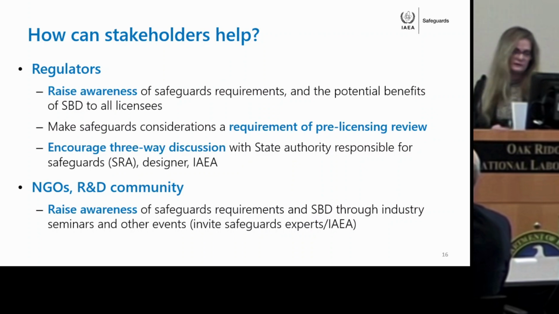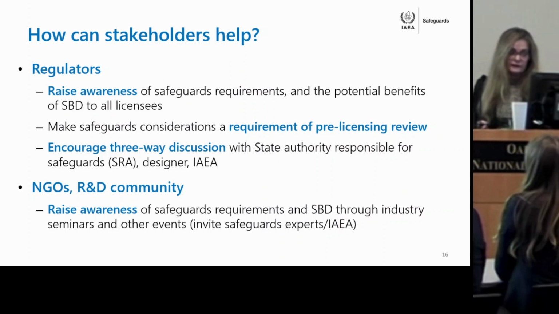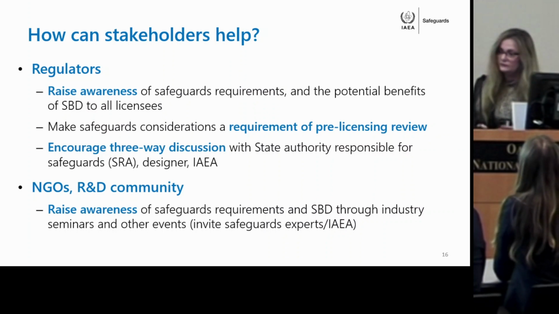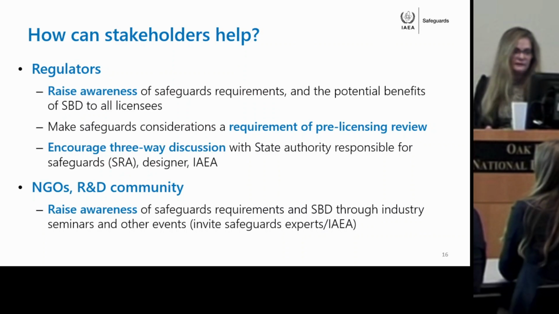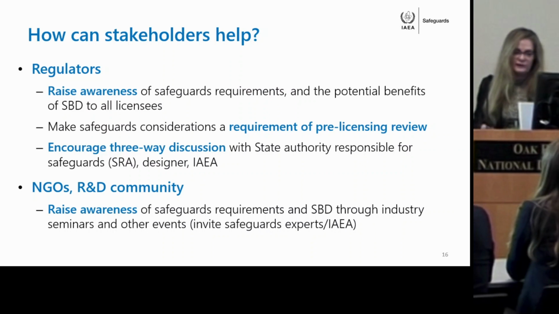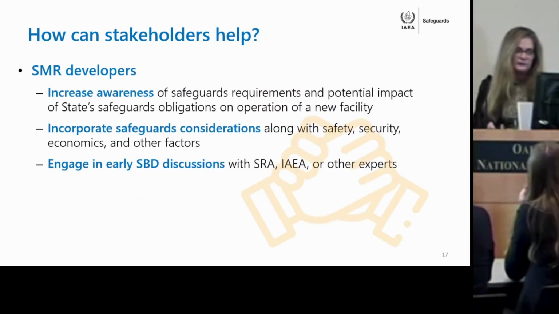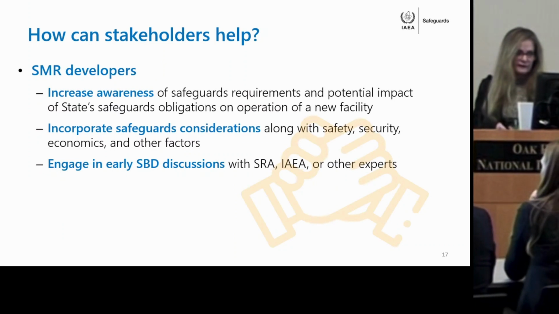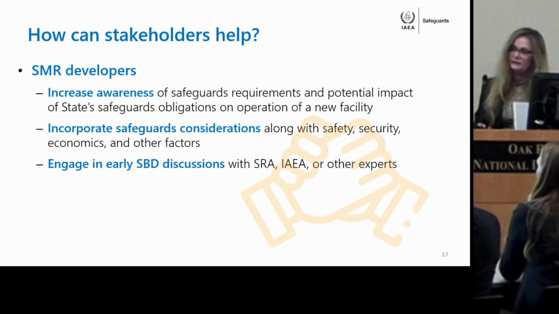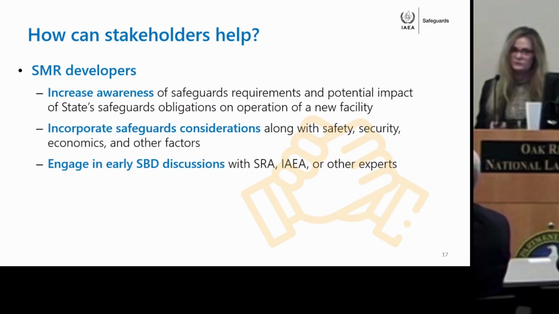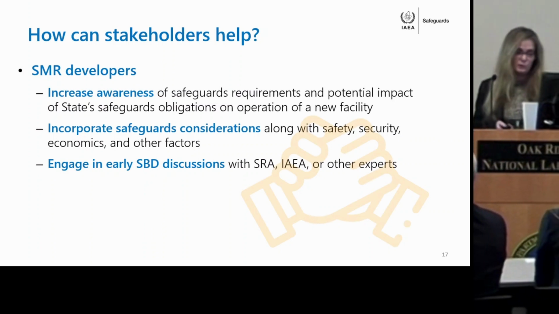How can stakeholders help with safeguards by design and with rolling out these new reactor designs? They could raise awareness to their licensees, for the regulators. They could let them know what IAEA safeguards is and who to contact. They could encourage a three-way discussion with the state authorities, the IAEA safeguards and designers. The NGO and R&D communities can raise awareness on safeguards for the researchers that are working on these small modular reactor designs. And the same with developers, to engage with us on safeguards by design. And even if they're not undergoing safeguards by design, they should never be afraid to contact us directly just to ask for advice and guidance on how they could make their designs more compatible with safeguards.